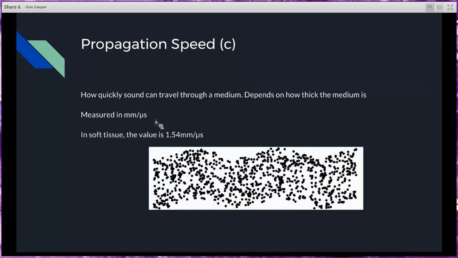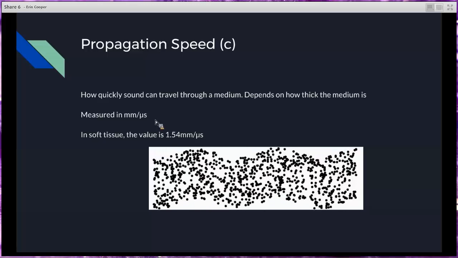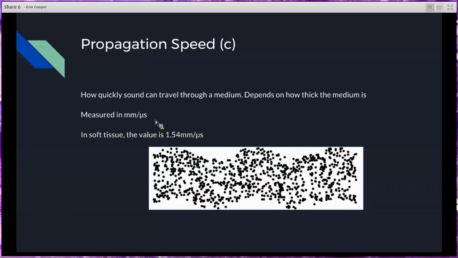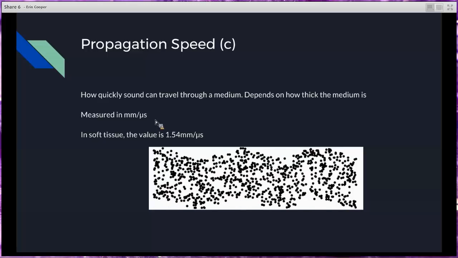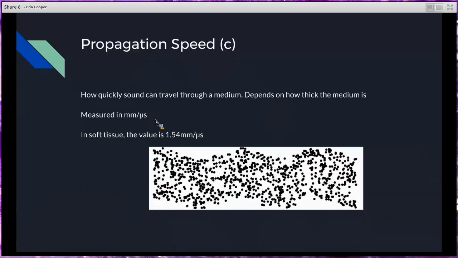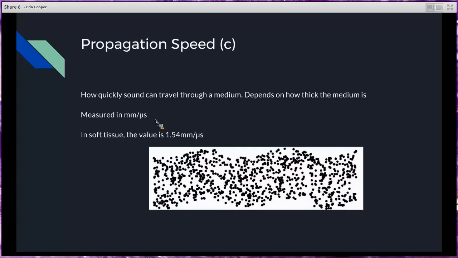In soft tissue, we are going to use the constant value of 1.54 millimeters per microsecond. That's going to be our prop speed of soft tissue. It varies a little bit because every soft tissue is a little bit different. Like if you think about liver cells versus pancreas cells, they are slightly different in their composition, but in general, they average out to about 1.54 millimeters per microsecond. So that's the number we're going to use.